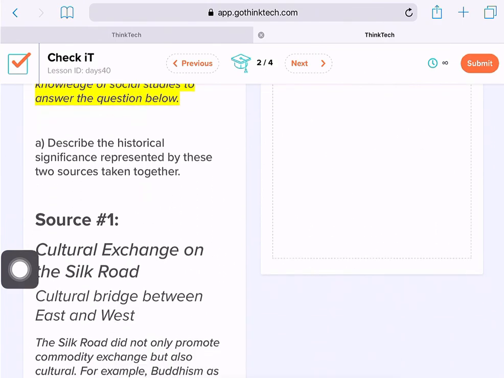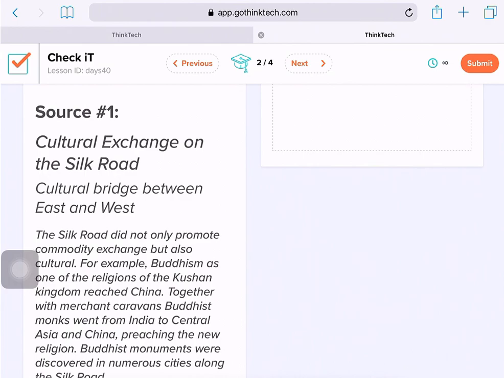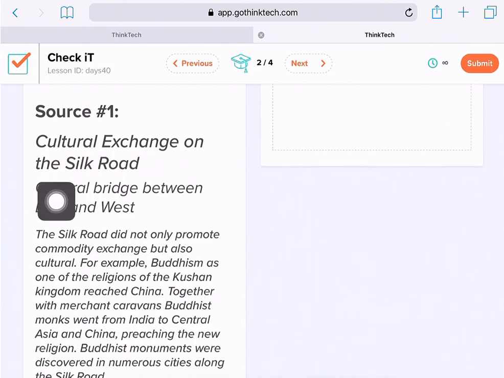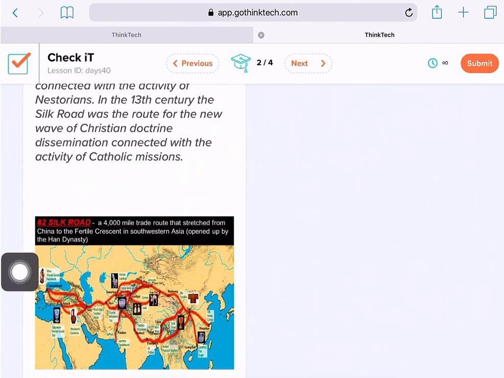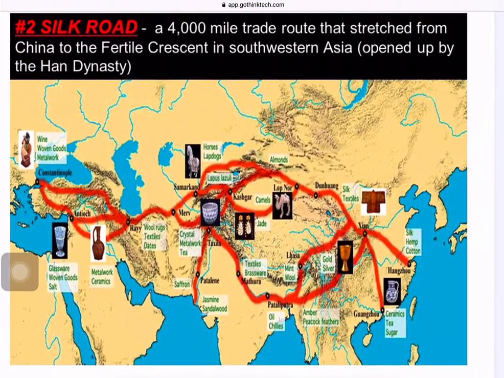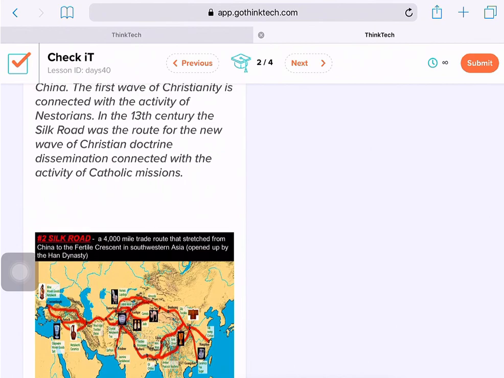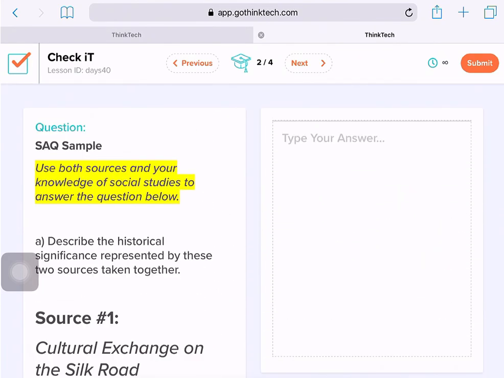The first source is an article, copy-pasted into ThinkTech, titled Cultural Exchange on the Silk Road. And you could read that for yourself. The second source is a map of the Silk Road, where you may want to pinch and pull to zoom in to get some extra details. So, for example, I may go ahead and tap my cursor into my response, and I will try to ace this. I'm going to answer, I'm going to cite, and I'm going to explain.